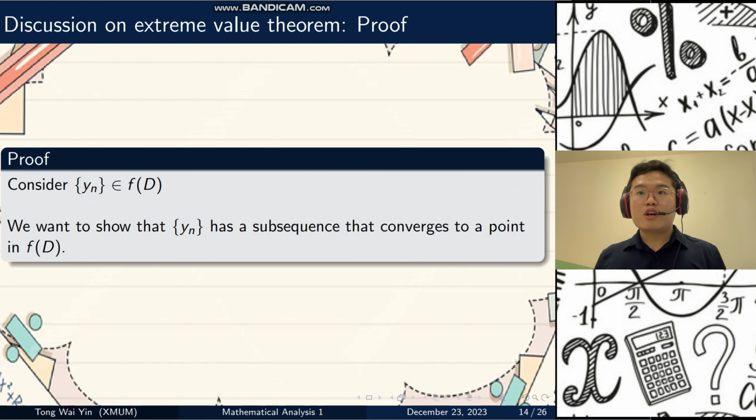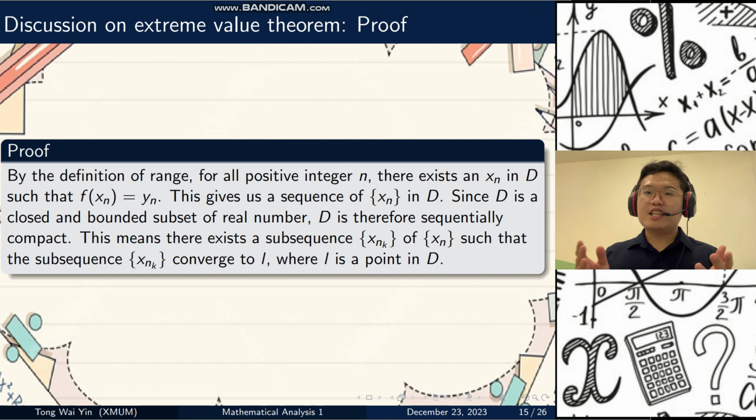In order to do so, first we consider a sequence yn in the range of f. Now we have to show that the sequence yn has a subsequence that converges to a point in the range of f. By the definition of range, for all positive integer n, there exists an xn in D such that f(xn) equals yn. This gives us a sequence xn in D. Since D is a closed and bounded subset of real number, D is therefore sequentially compact. This means that there exists a subsequence xnk of the sequence xn such that the subsequence xnk converges to L, where L is a point in D.